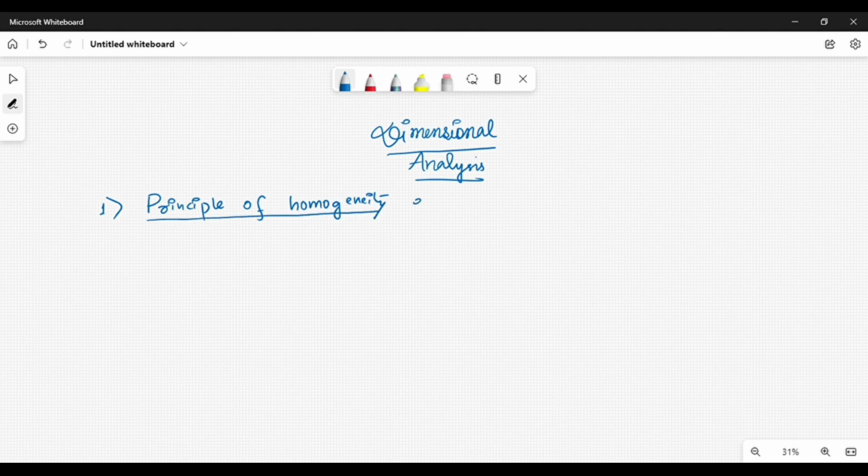So what does this principle say? This principle states that the dimension of the left hand side of an equation is equal to the dimension of the right hand side of an equation. Okay, so this is the principle of homogeneity, and based on this principle you can solve almost all the questions on dimension analysis. So let us see what is the application of the principle of homogeneity.